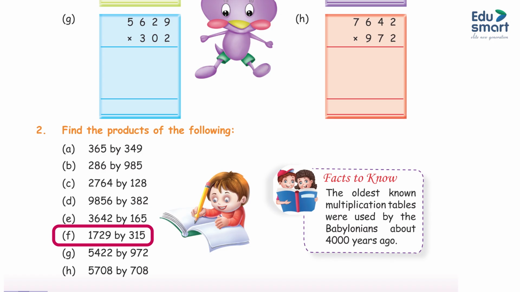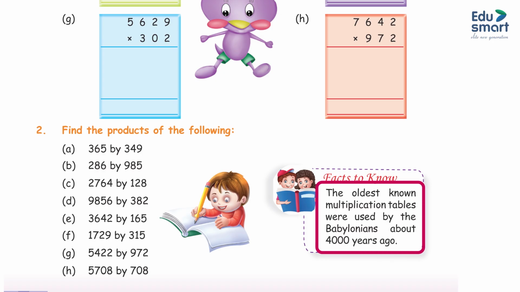1,729 by 315. Answer: 5,44,635. G. 5,422 by 972. Answer: 52,70,184. H. 5,708 by 708. Answer: 40,41,264. Facts to know: the oldest non-multiplication tables were used by the Babylonians about 4,000 years ago.